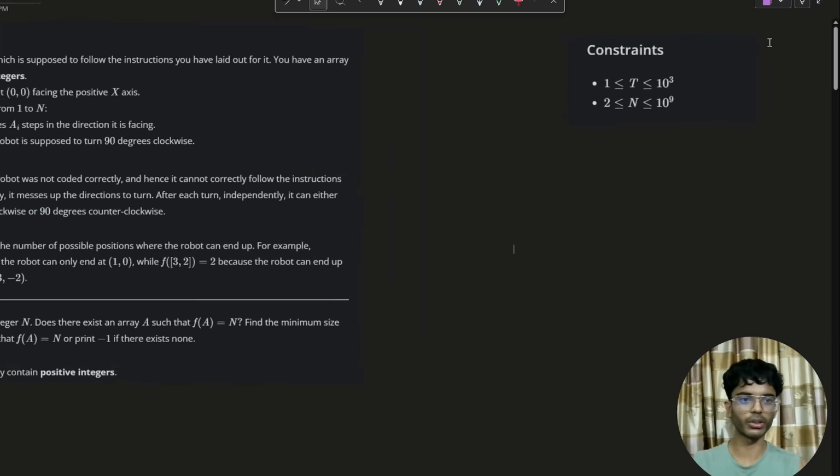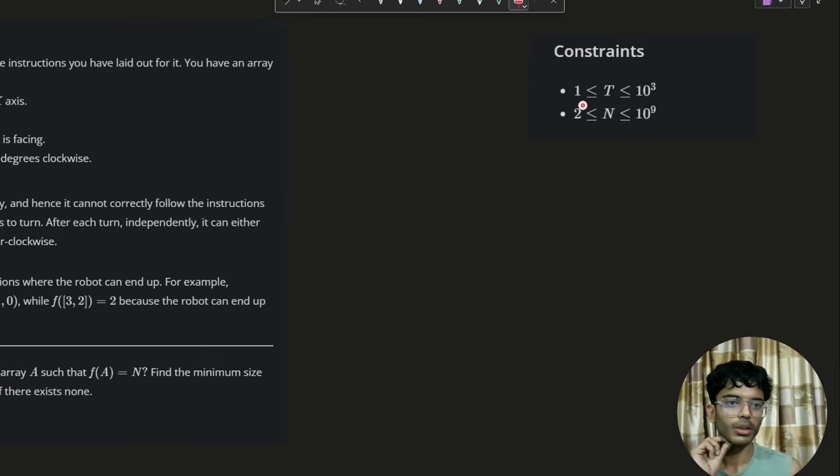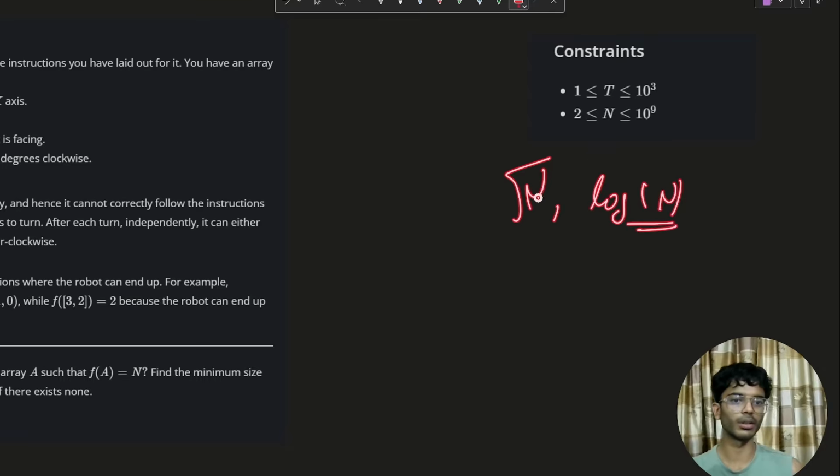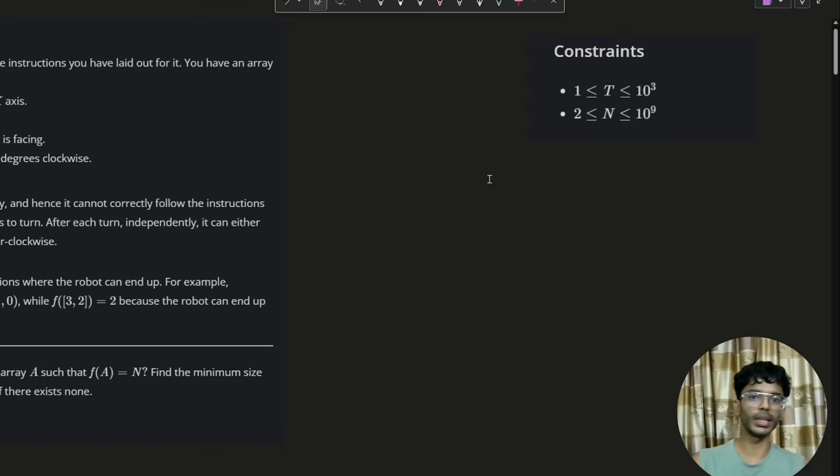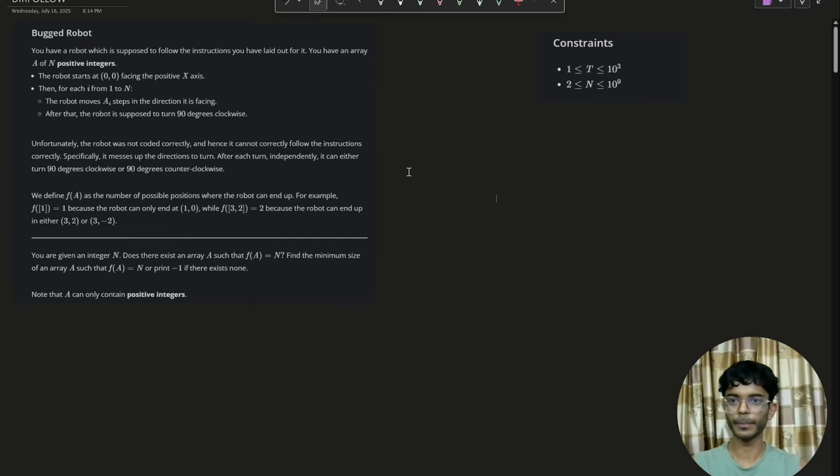Now let's look at the constraints once. The number of test cases lies between 1 and 1000, and n lies between 2 and 10^9. Seeing the constraints, the expected time complexity can be of the order of root of n or maybe log of n, right? Because root of n times 10^3 would be less than 10^8, so it should pass. So this is something which could be the accepted order.